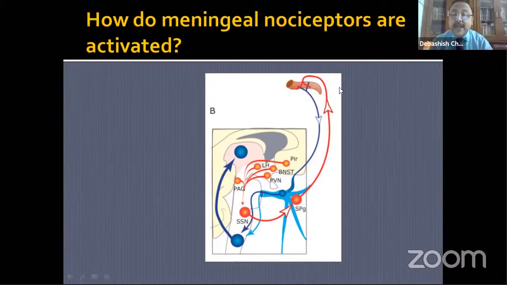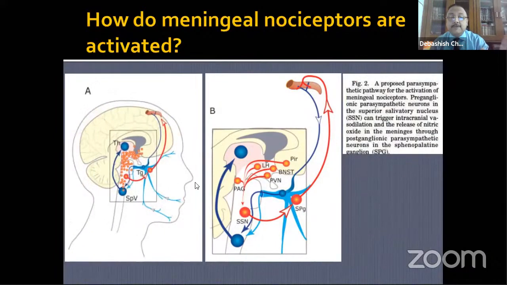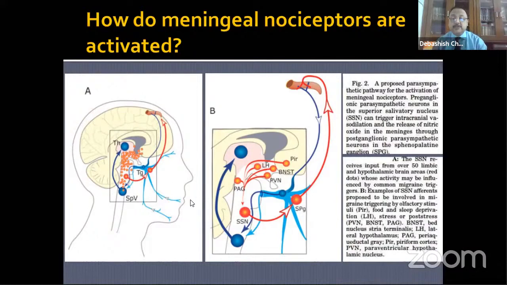There is a neurogenic inflammation. And these afferent volleys, because of the neuropeptides secreted, are going to affect the trigeminal ganglion and subsequently go into the pain pathway. So the question comes, how does this superior salivatory nucleus get activated? It is getting activated because the hypothalamus has a close influence on the superior salivatory nucleus through its connections, about 50 various areas, now shown in red dots, in the brainstem. Through that, it influences the superior salivatory nucleus, and it can therefore get triggered by olfactory stimulation, by food and sleep deprivation, stress or post-stress.